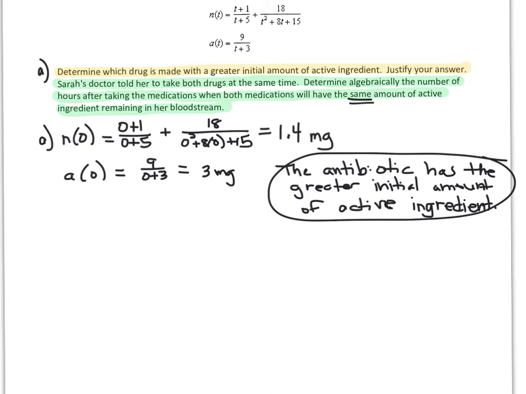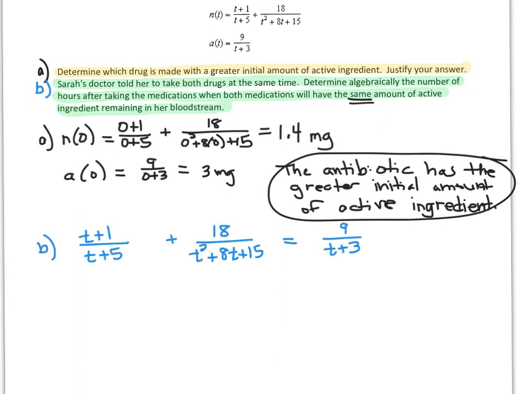Okay, I'm going to switch colors here now, and I'm going to label this part B, and that way I have my work for part B down here. All right, so here we go. So I took N of T and set it equal to A of T. All right, so all we're doing is just solving a rational equation.